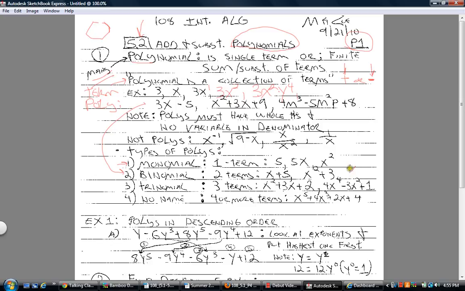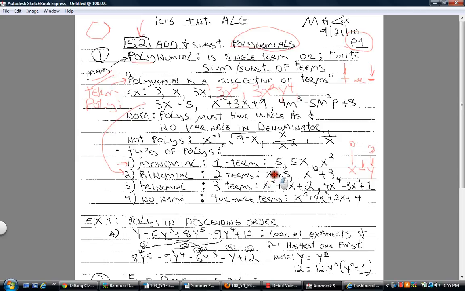Here's another example: x minus y. There's two terms. Why? Because there's the subtraction. Here's the first term. Here's the second one. So you're simply counting terms. Trinomial, guess how many terms it has, class? You got it, 3. Here's an example. This is a trinomial that we see a lot.